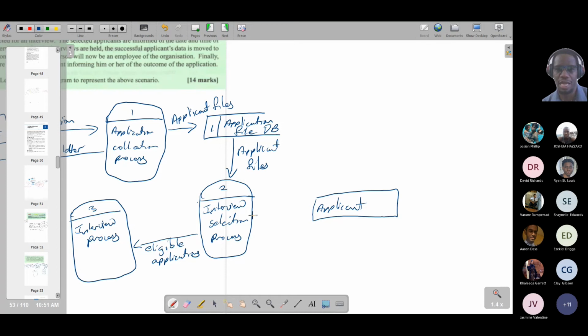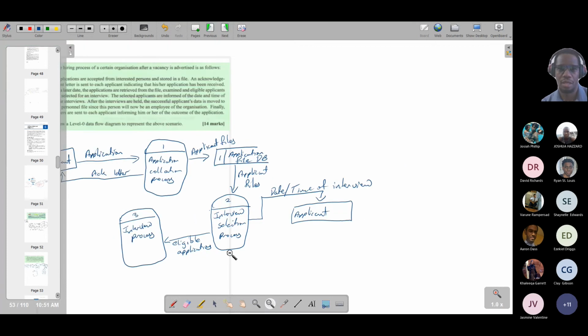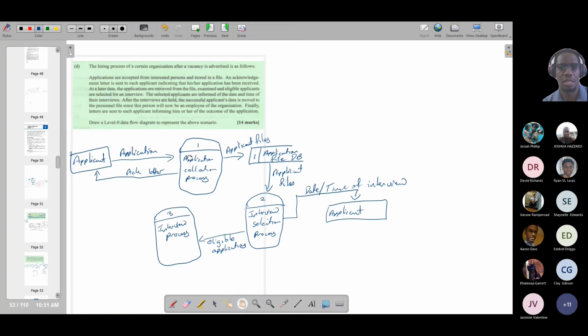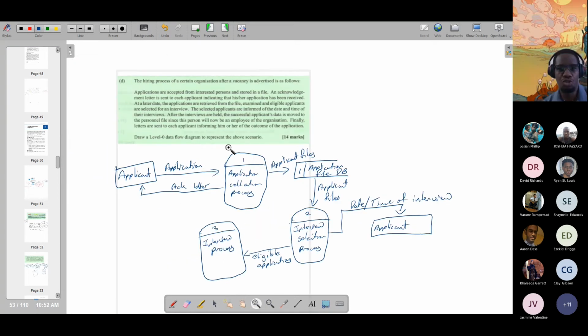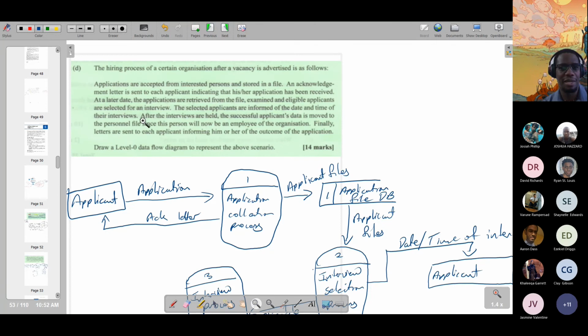And you could see that this person gets the date/time of interview. Okay? And the eligible applications are sent to the interview process. Now, they don't tell us too much about the interview process as well, but they say after the interviews are held, the successful applicant's data is moved to the personnel file.